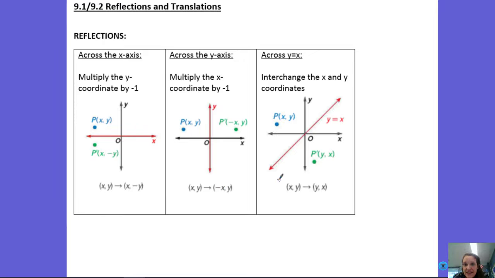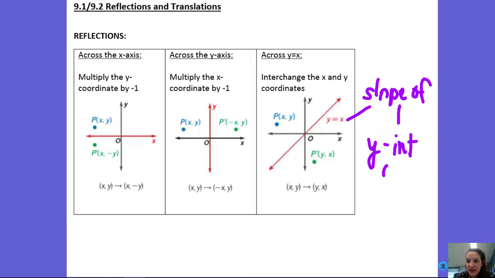To reflect across the line y equals x, which has a slope of 1 and a y-intercept of 0, it passes through the origin, and it has a slope of 1, up 1 over 1, up 1 over 1. This is the line y equals x. If you notice, reflecting across that line, it's kind of like it jumps across it.